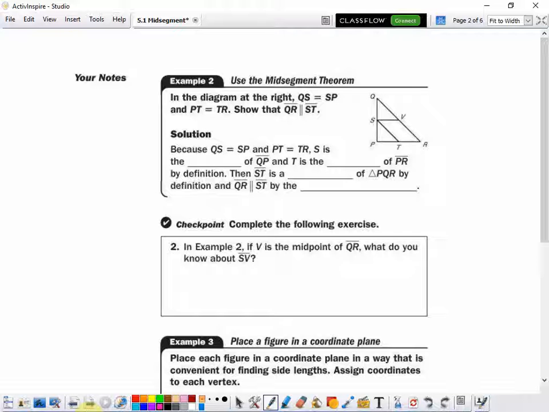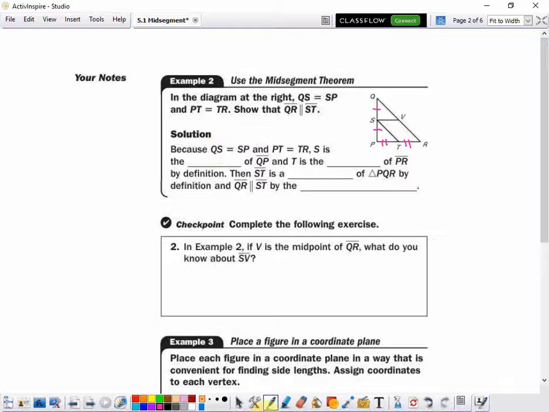In the diagram at the right, QS is congruent to SP, and PT is congruent to TR. That makes ST a mid-segment. Show that QR is parallel to ST.